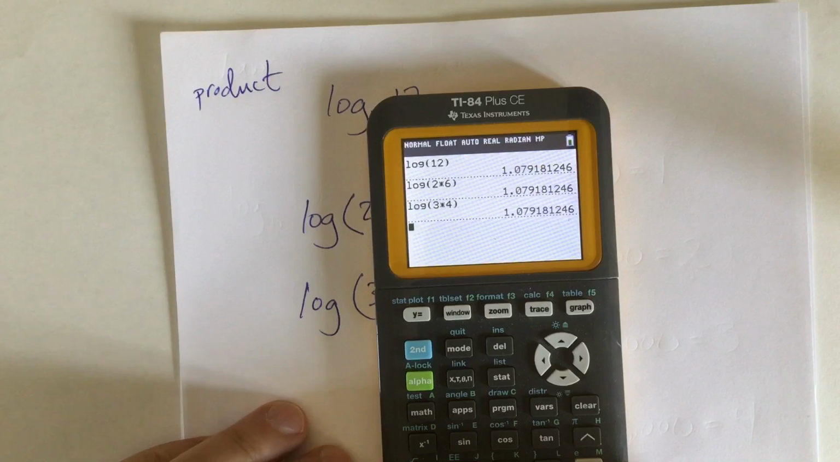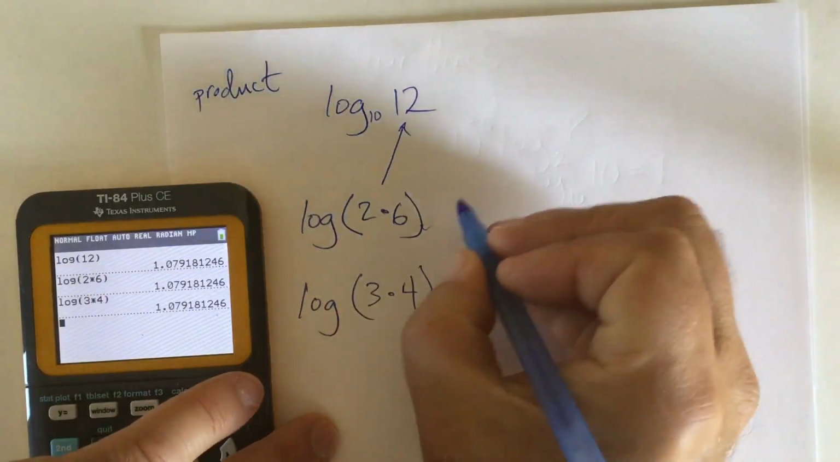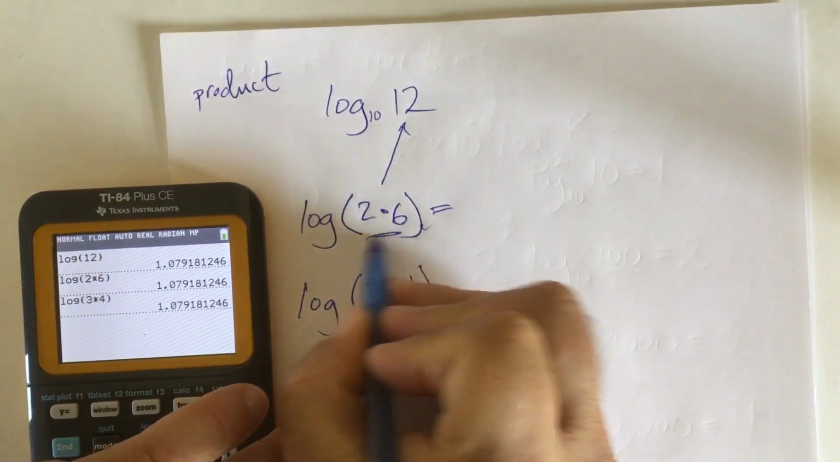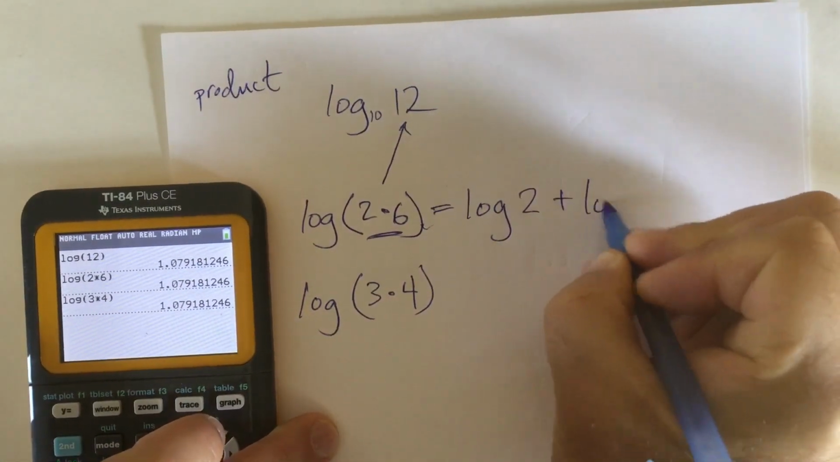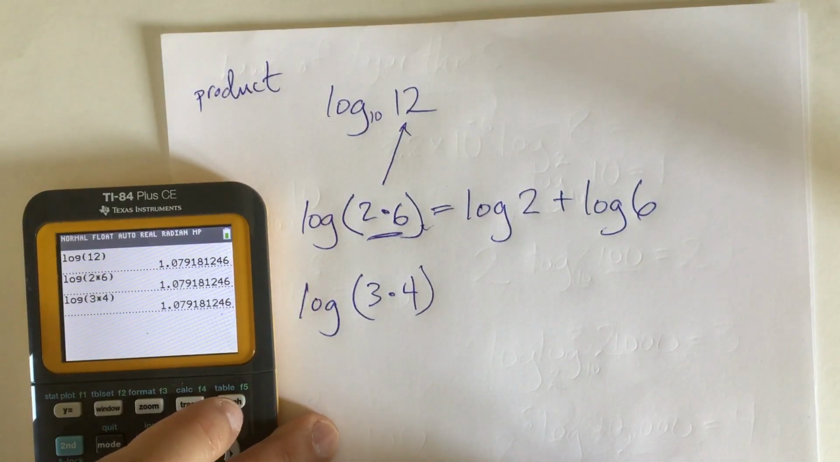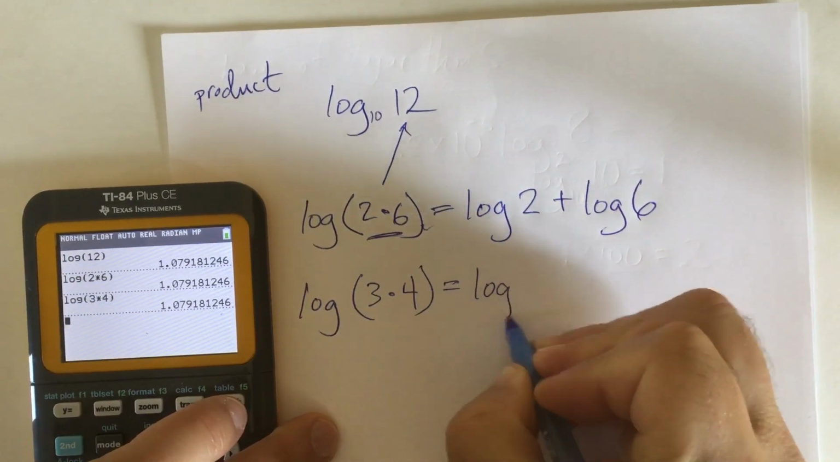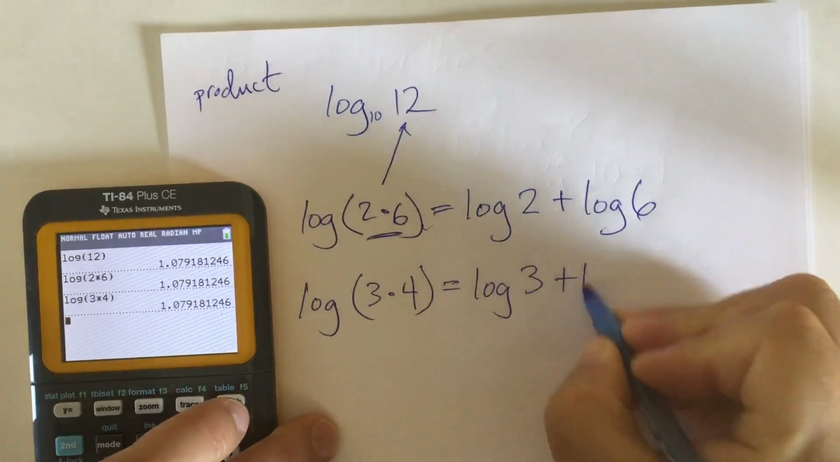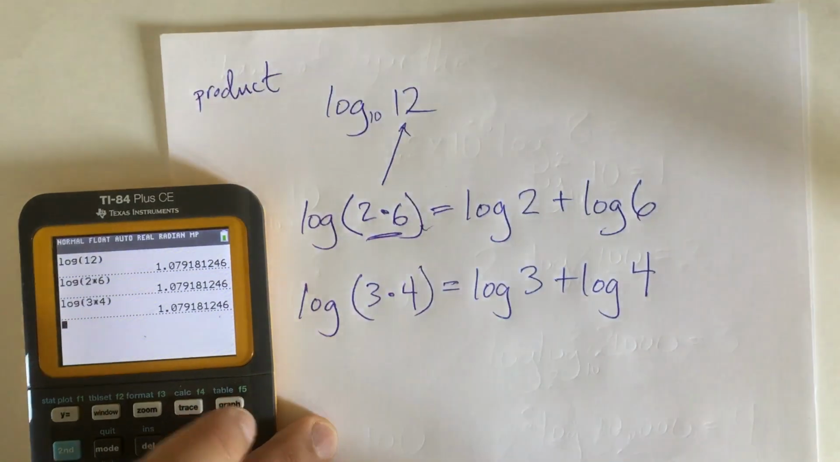But here's the weird thing about logs. Check this out. This is called the product rule. If you can write it like a product, then you can write it like this. The log of 2 plus the log of 6 will also be that answer. Right here, the log of 3 plus the log of 4 will also be that same answer.